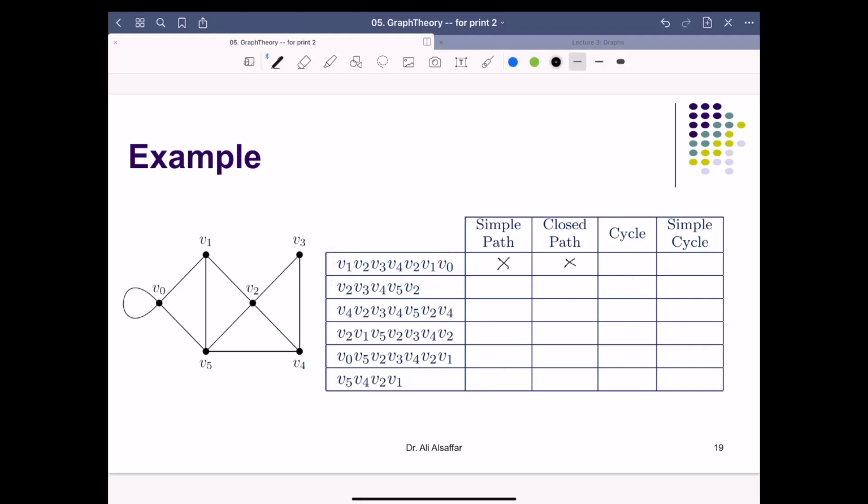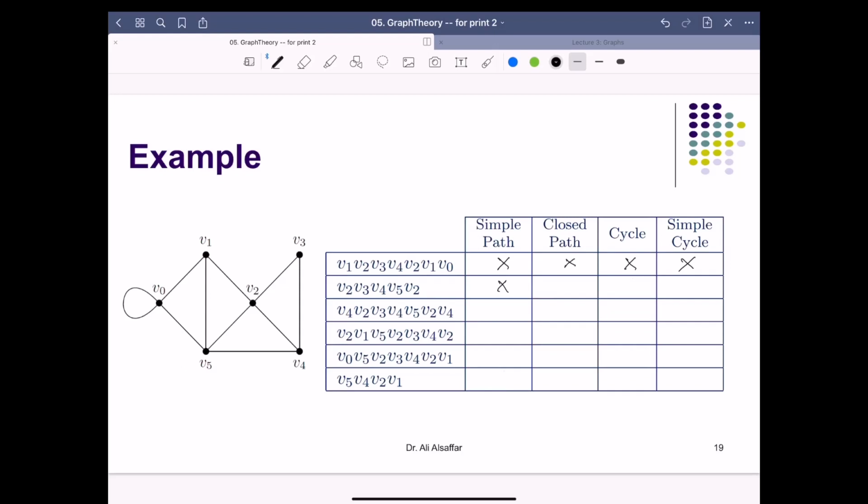Now, is it a cycle? Since it has repeated edges, it is not a cycle. Is it simple? Since it is not a cycle, it is not simple. Remember, for a simple cycle, it should be a cycle. Now let's go for the second path. You are starting at V2, V3, V4, V5, and coming back to V2. Is it a simple path? Definitely no. Why? Because it has repeated vertices, the first one and the last one.